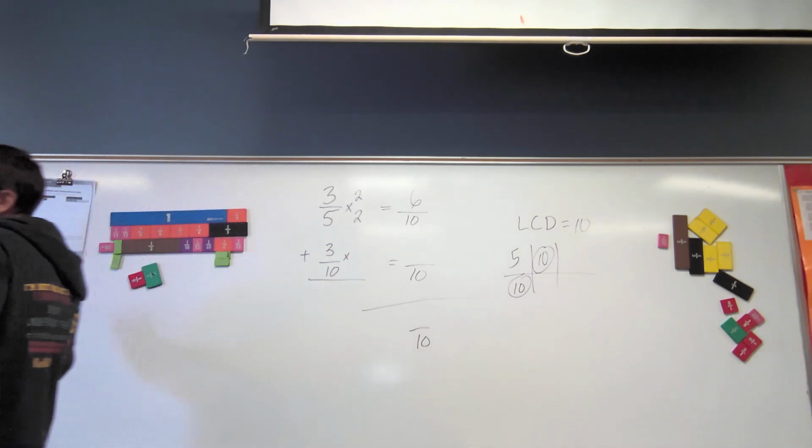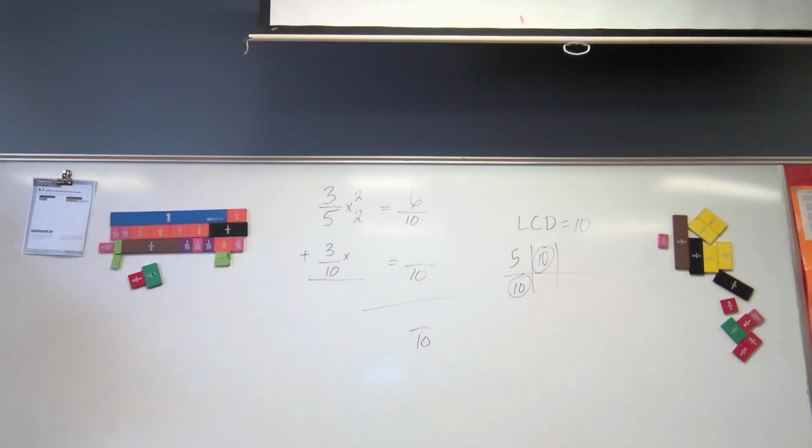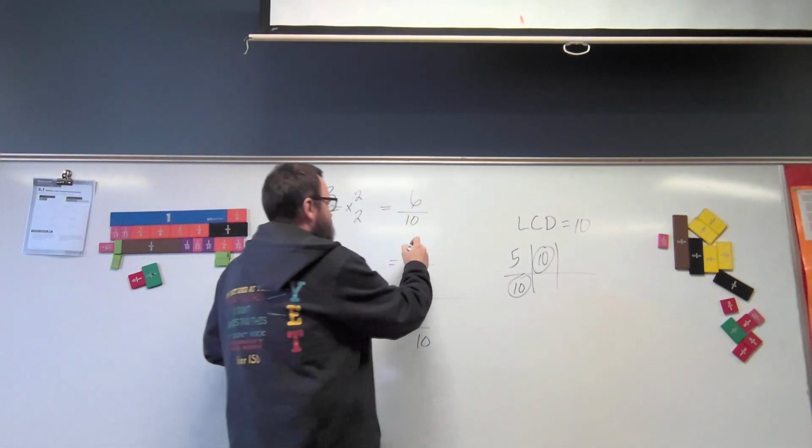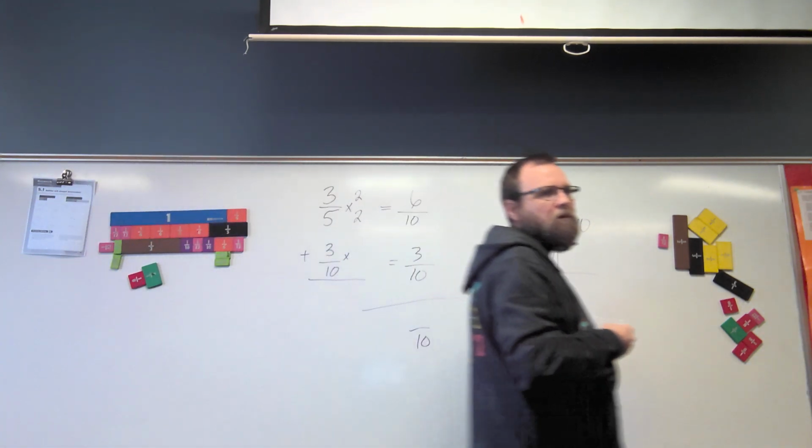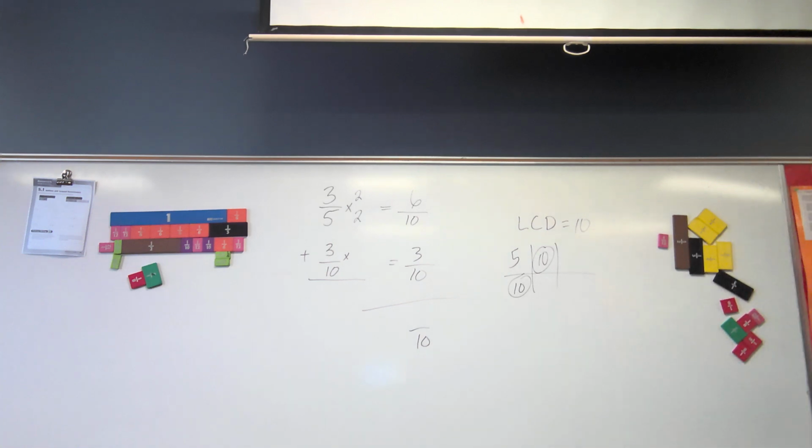Now, 3/10 is already over 10. So I really don't even have to change it. Right? 3/10 is already over 10, so I'm just going to leave it as 3/10. Allie, what is the sum of those two fractions? 9/10.